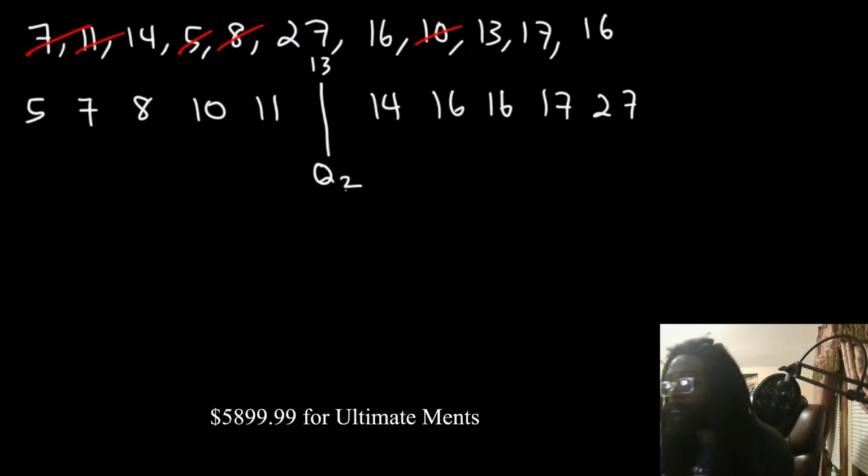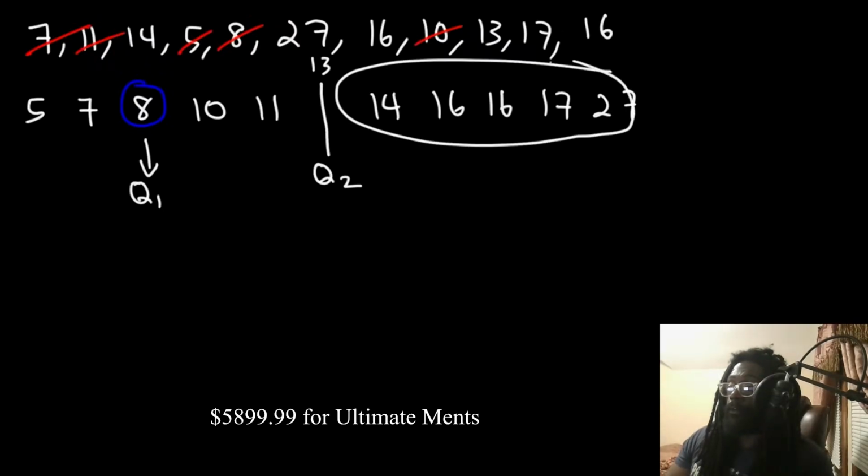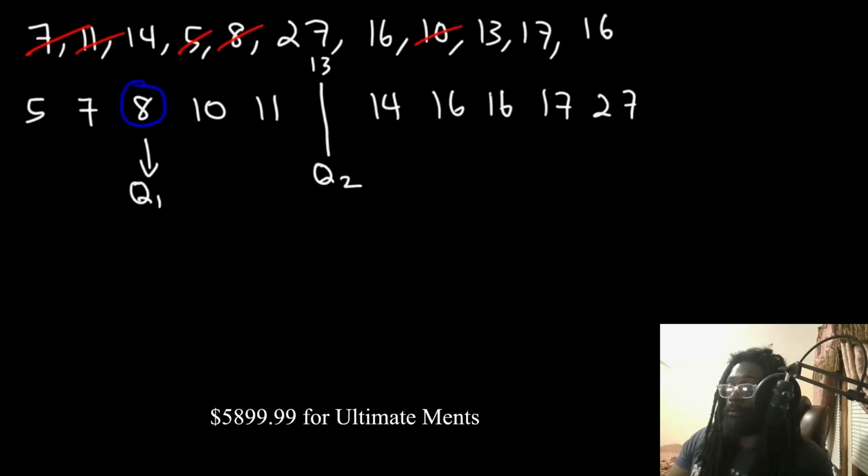Now, Q1 is the median of the lower half of the data set. So what is the median of those five numbers? The median is simply going to be the middle number of those five numbers. So Q1 is 8. Now what is the median of the upper half of the data set? Notice that the middle number is 16. So that is Q3.